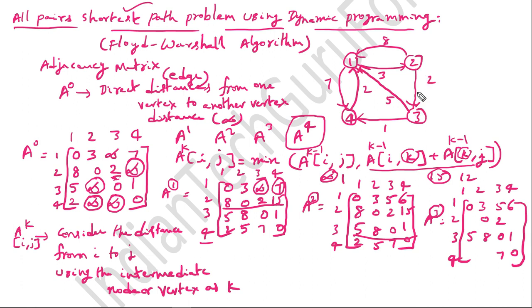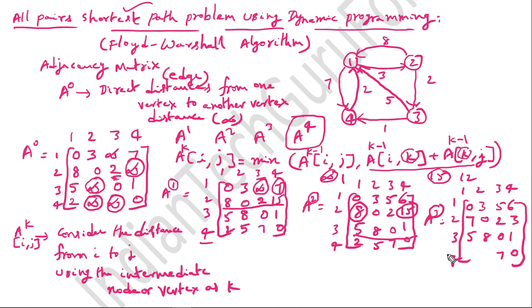2 to 3 value is 2. 3 to 1 value is 5. 2 plus 5, 7. Already 8 is there. Replace this 8 with 7. Next, 2 to 4. 2 to 4 using intermediate node as 3. So 2 plus 1, 3. Already 15 is there. Replace this 15 with 3 because 3 is minimum.